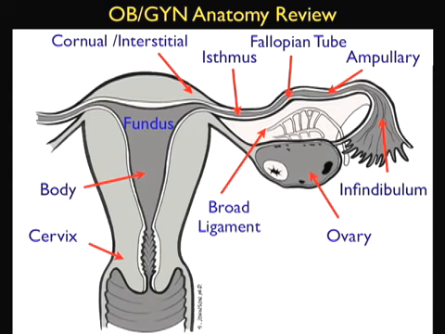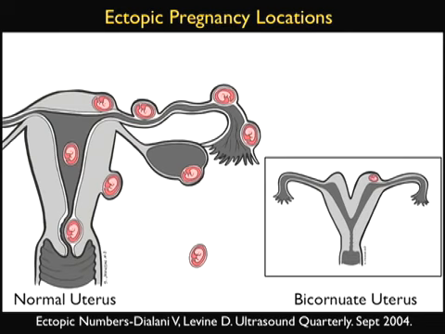We can also see the broad ligament that encases the fallopian tube and the ovary. Notice the ovary, which is adjacent to the infundibular region of the fallopian tube. Here's an illustration showing the location of ectopic pregnancies. Normal uterus to the left, bicornuate uterus to the right.